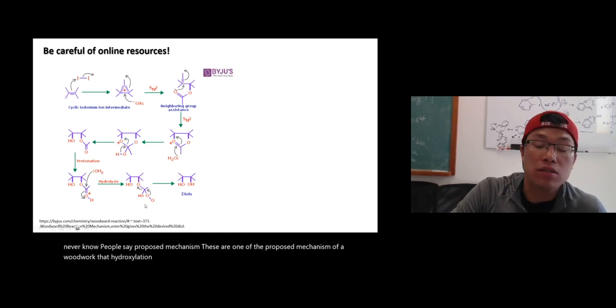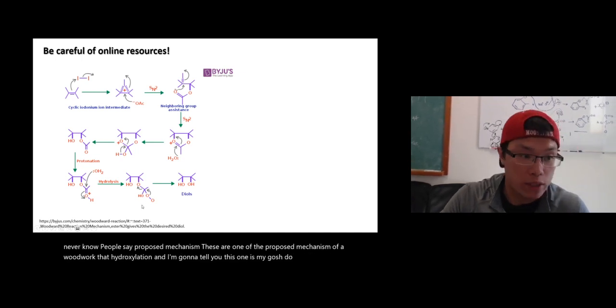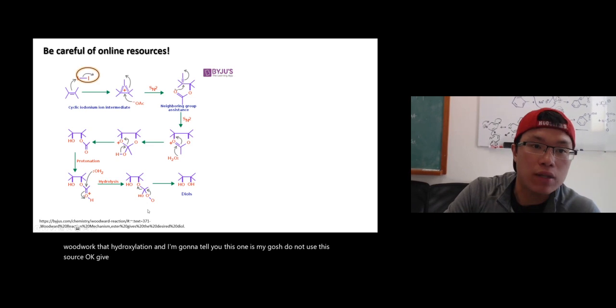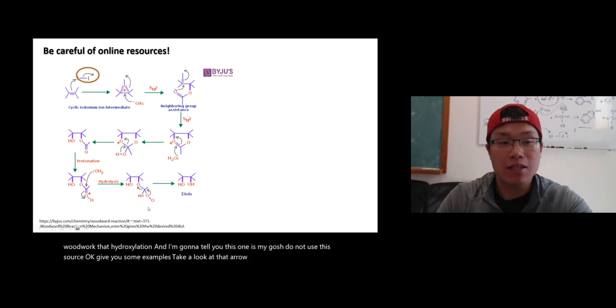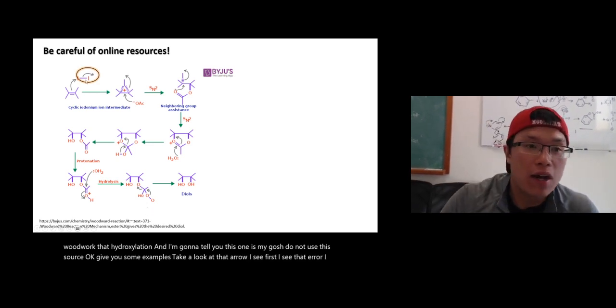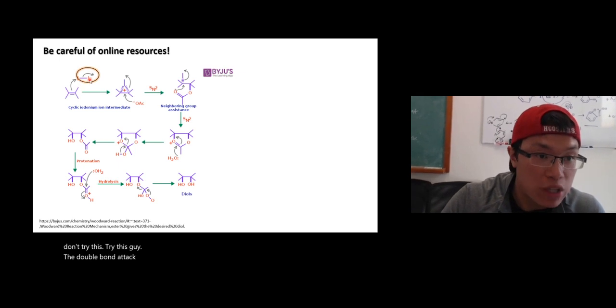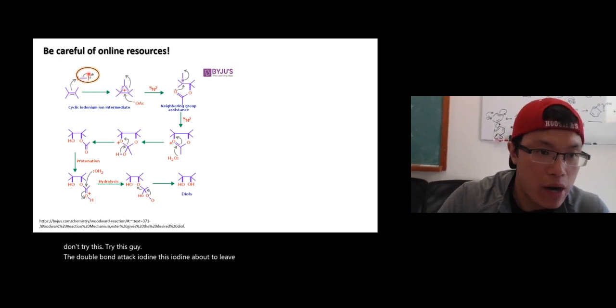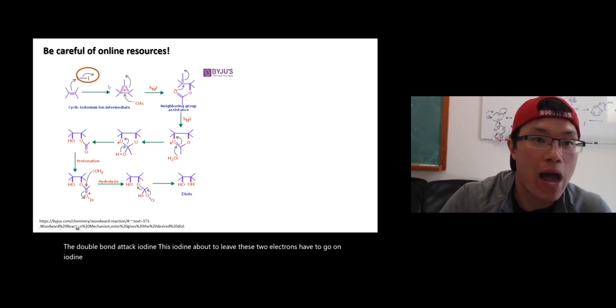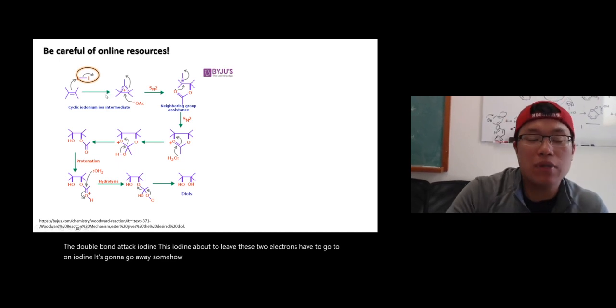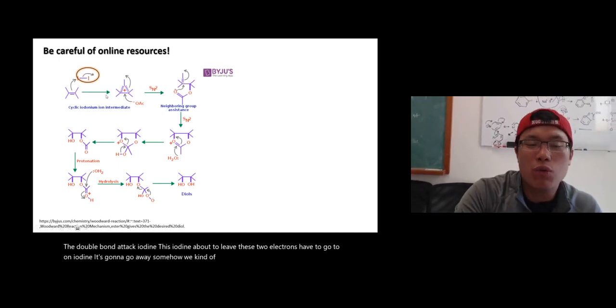And I'm going to tell you, oh my God, do not use this source. Okay, I'll give you some examples. Take a look at that arrow. I see that arrow, I don't trust this guy. The double bond attacks iodine. This iodine is about to leave. These two electrons have to go onto iodine. It's going to go away somehow. Well, we kind of let it slide, kind of get an idea of what you're doing.